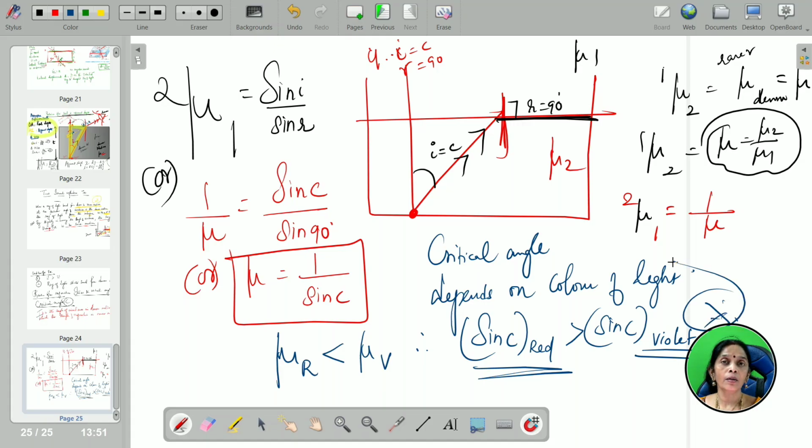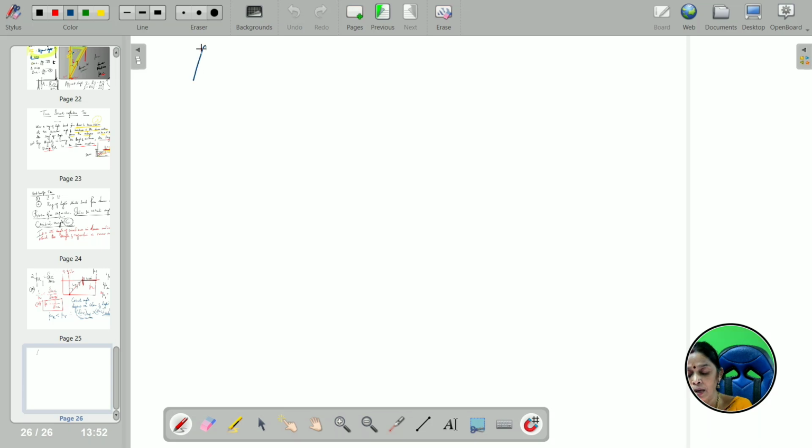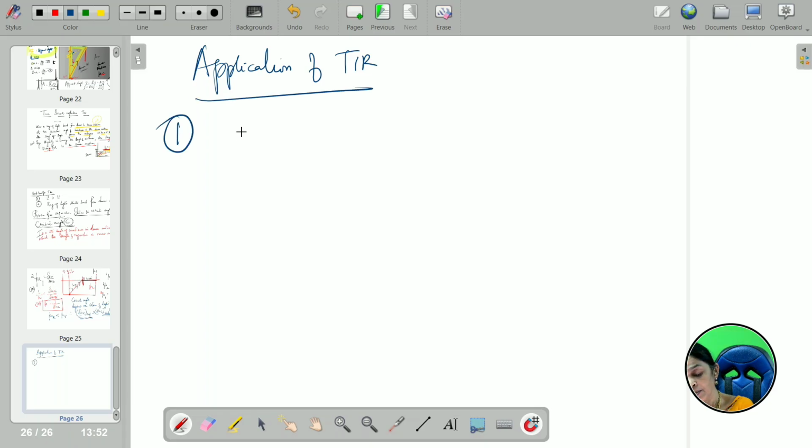All these are TIR. TIR formula we know, TIR conditions we know, application of TIR. I'm going to teach you porro prism, and later on you can learn optical fiber. So, number 1, porro prism. Porro means right angled isosceles prism.